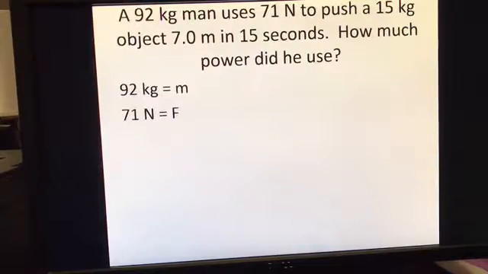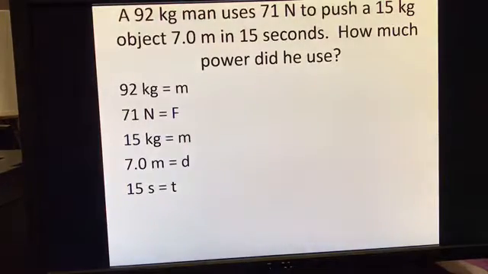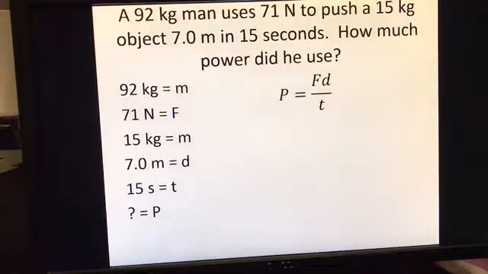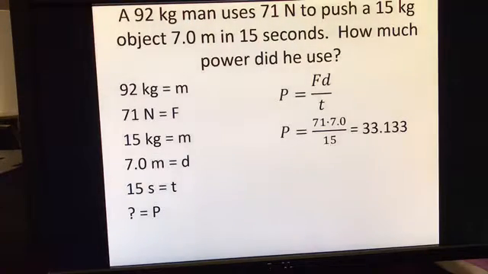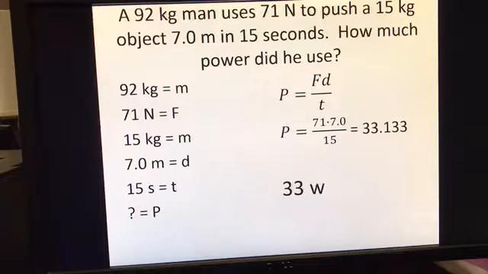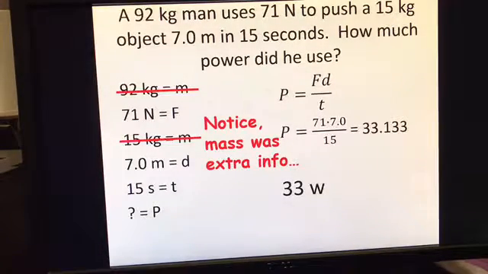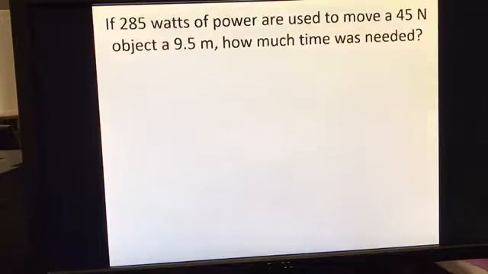92 kilogram man, 71 newtons, 15 kilogram object, 7 meters, 15 seconds. Question is power. Power is force distance divided by time. When you take the two formulas of work and power and you combine them, and so you plug in your values, 71 for your force, 7 for your distance, 15 for your time, and you get 33.133 sig figs and units of measure, 33 watts. Notice, mass was extra information, not needed there to distract you. Be careful not to let it distract you.